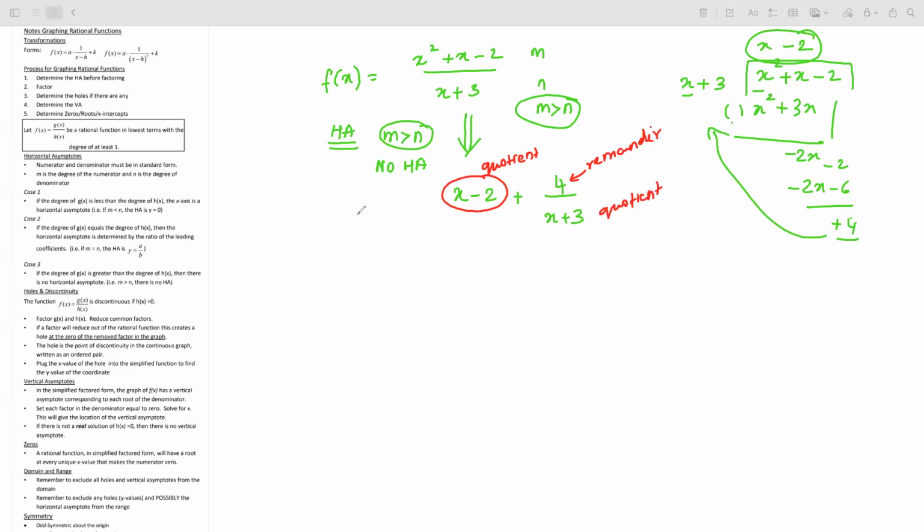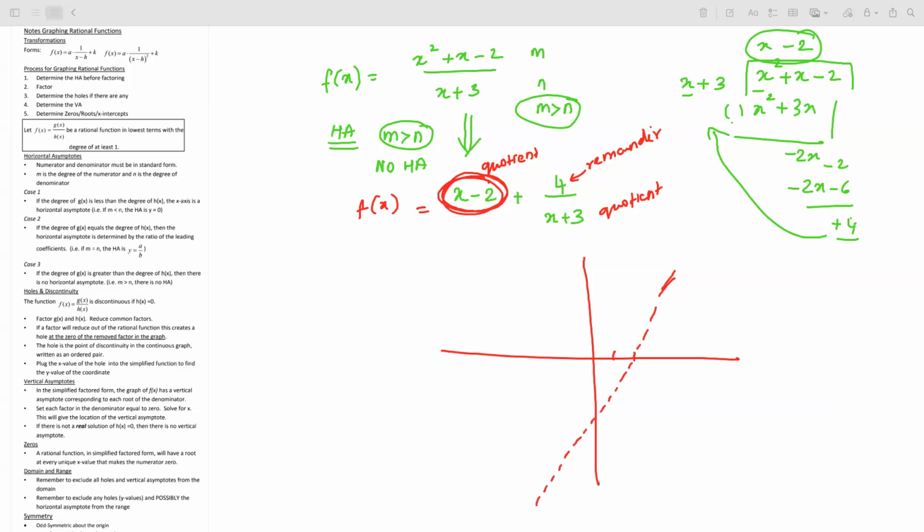So I changed my entire function as this. Now the problem here is, since there is no horizontal asymptote, you have to plot this line x - 2. x - 2 means what happens? It moves to the right by 2, x - 2. So this line becomes your slant asymptote.